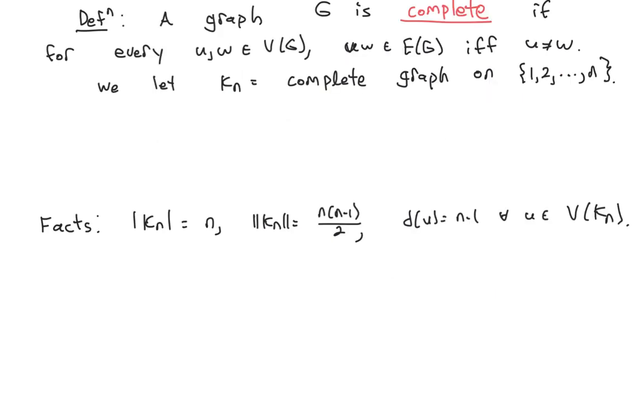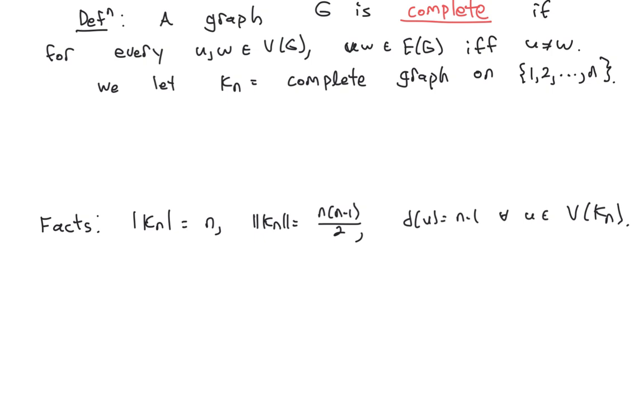So a graph G is called a complete graph if for every pair of vertices we have an edge between them. And oftentimes for notation we'll let capital K sub n be the complete graph with vertex set given by the positive integers 1 through n.